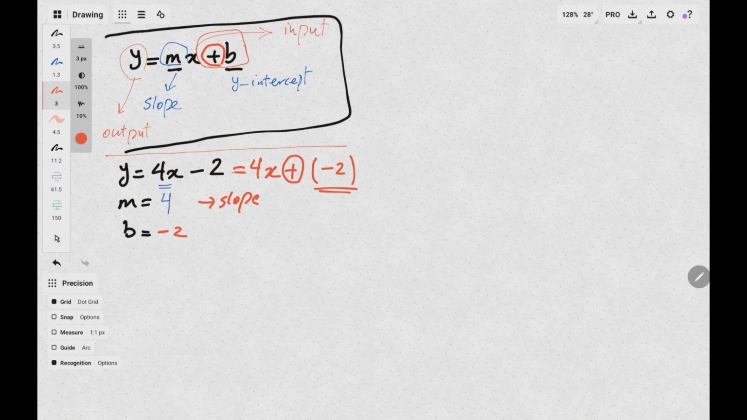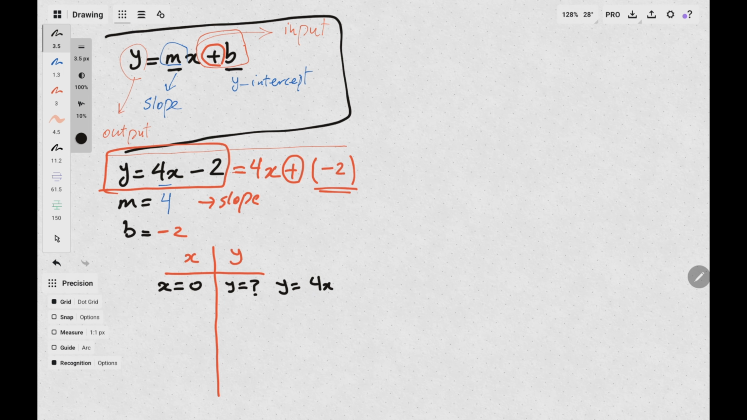What does that mean? What do they mean, basically? Let's represent these numbers or this formula in a table, right? I want to show them in a table. I have an x, I have a y, and I want to see, let's say, if I have x equals 0, how much is my y? And y was 4x minus 2.